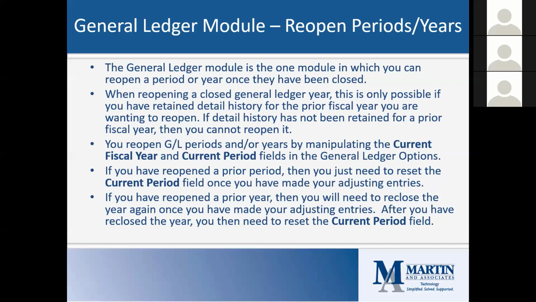If you're only reopening a period, let's say we're now in period 5 of 2022 and we realize we forgot to make a journal entry for period 4 or period 3, all you would be doing is changing the current period to the period you want to make the entries for. You make the entries and post them, and you don't have to go through the close process again because you're inside that same year. You just manually go back into the GL options and move the period back to where it was. So that's very important when you're reopening a general ledger period or year, especially the year.